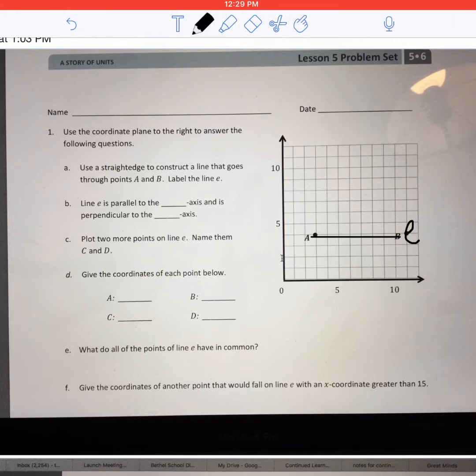When we're thinking about question B, it says line E is parallel to the blank axis and is perpendicular to the blank axis. So parallel means that it can continue on forever and never touch the other thing. If you're thinking about a square, that's two opposite sides of a square. Here you can see I drew an example of parallel lines.